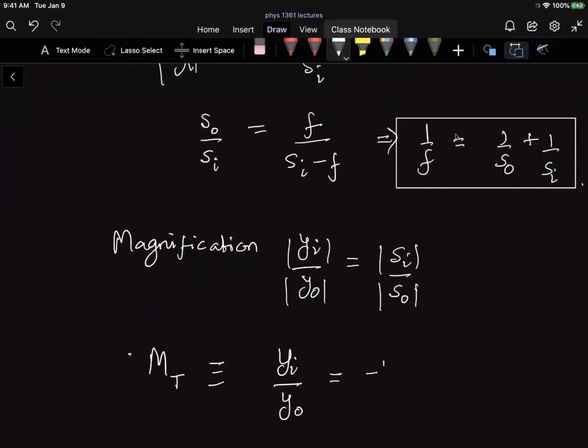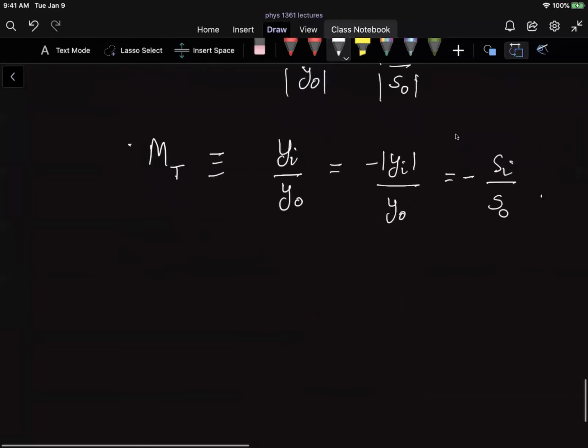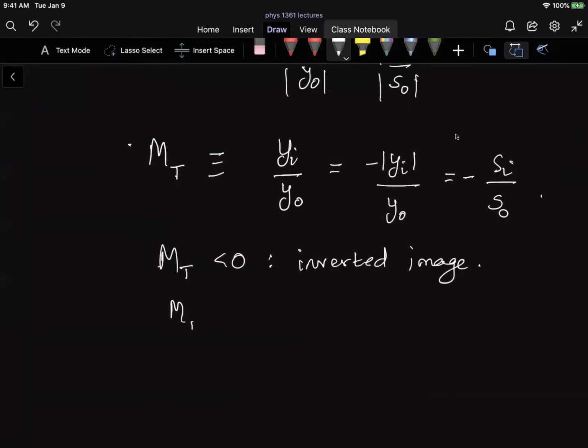And because, as we can see from this formula, from this ray tracing, it's the negative of the magnitude of Yi, we get that this must be minus Si divided by So. Okay. Again, remember I told you the convention: if the transverse magnification MT is less than 0, then we have an inverted image, as you can see from that drawing. And if MT is greater than 0, we have an upright image.